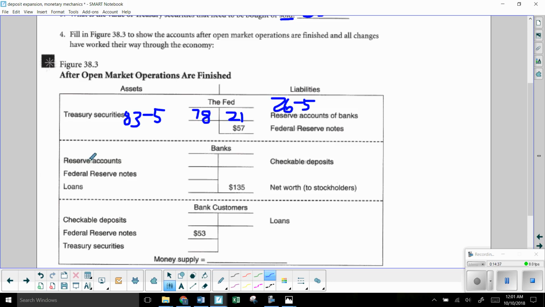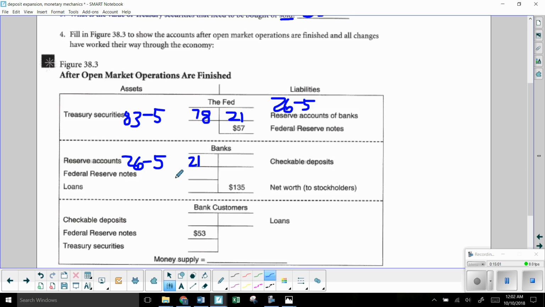Okay. Now that $21 is more $21 that the Fed is holding on to for banks in their reserve accounts. Well, that's the same money here that the banks have put into the reserve accounts. So that's also 21 for the same reason, is that banks used to have $26 in their reserve accounts, and then they bought things with it for their customers, actually, in this case, and those things cost 5.